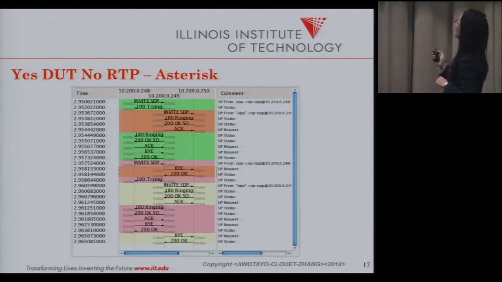So here is the trace for the scenario with Asterisk without RTP. We're using Asterisk as our proxy. And you can see the middle address is for our Asterisk. And it forwards the signaling message from the user agent client to the user agent server.